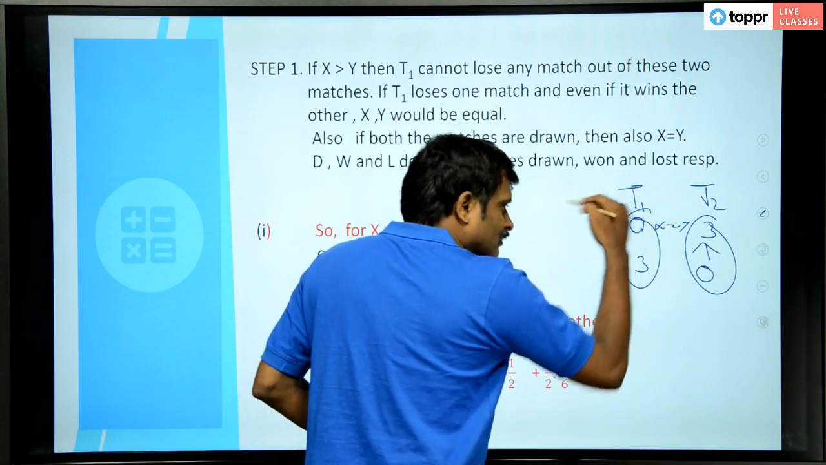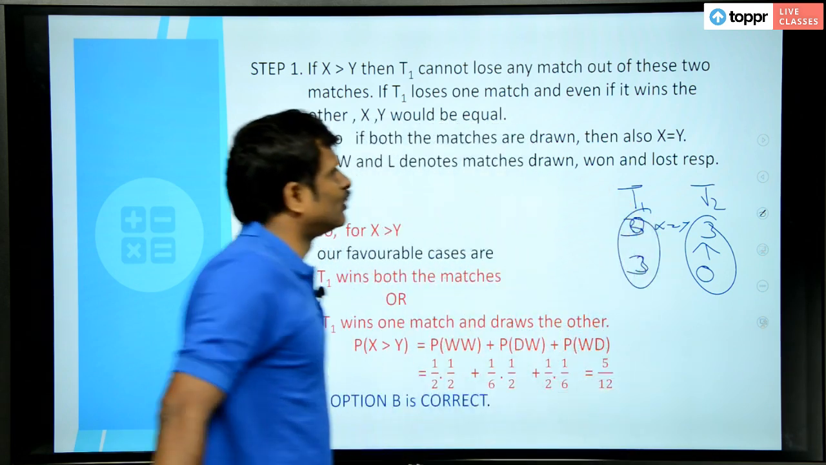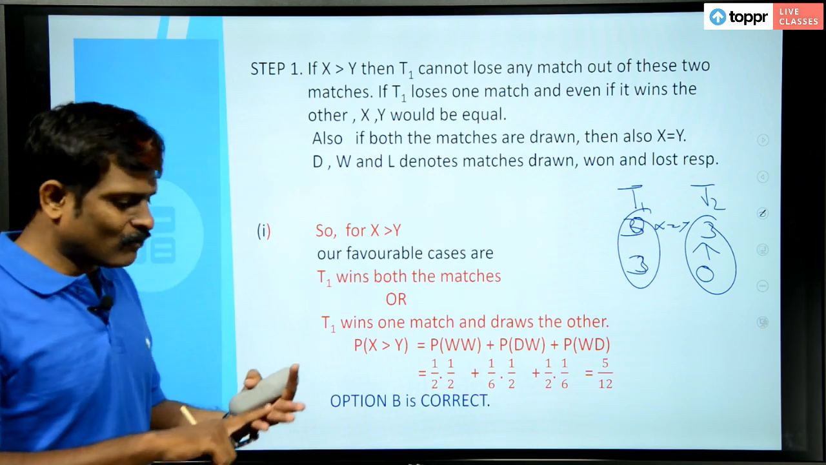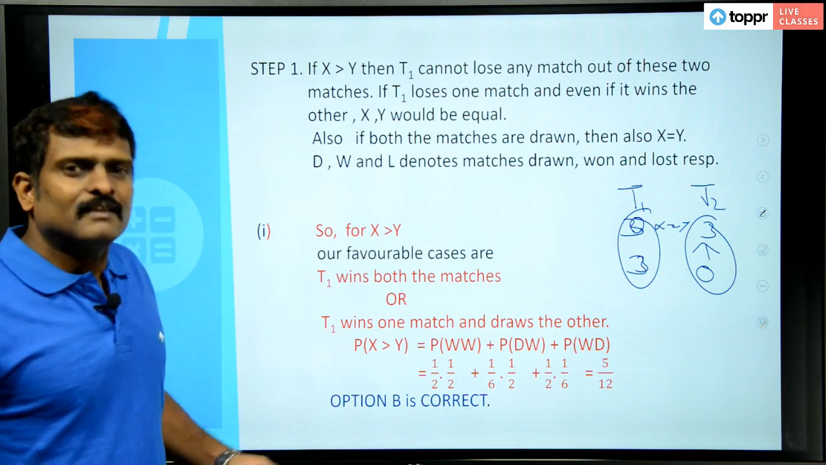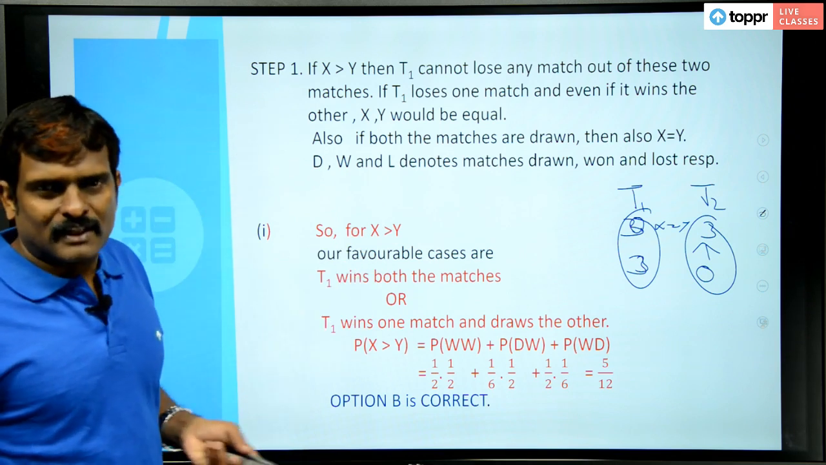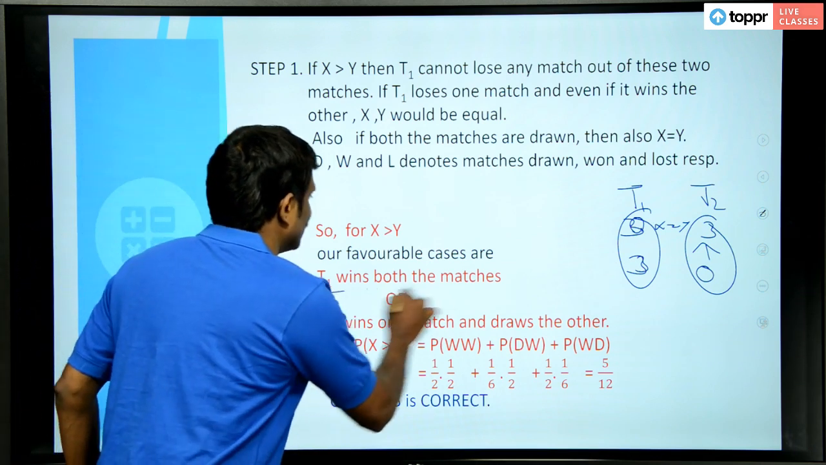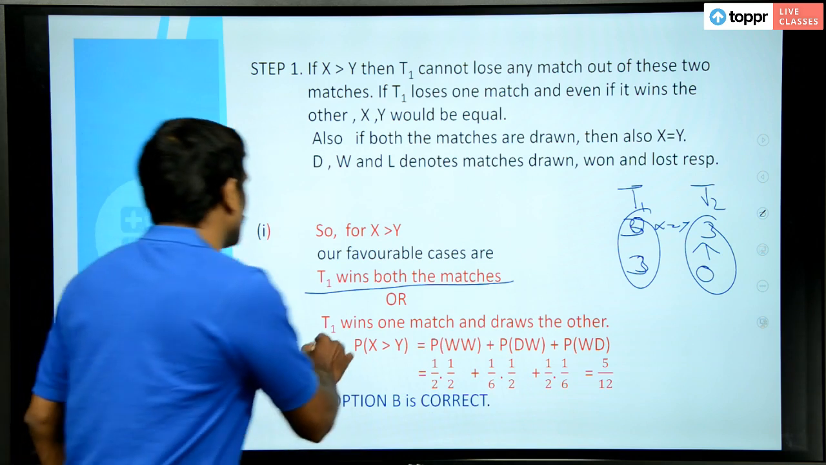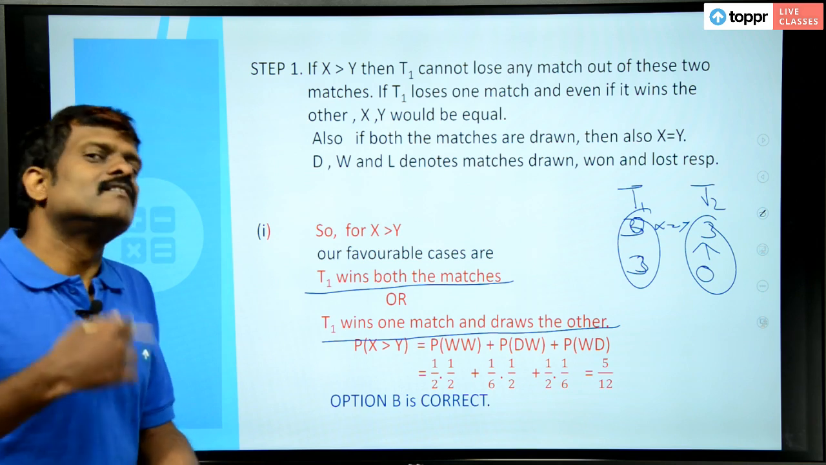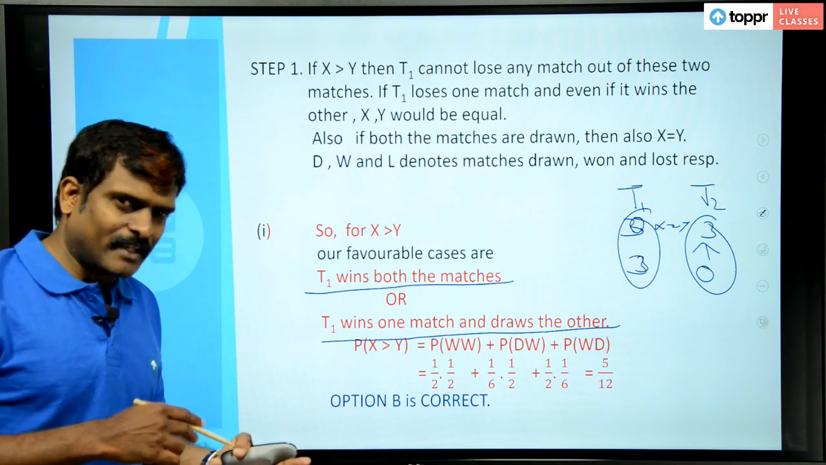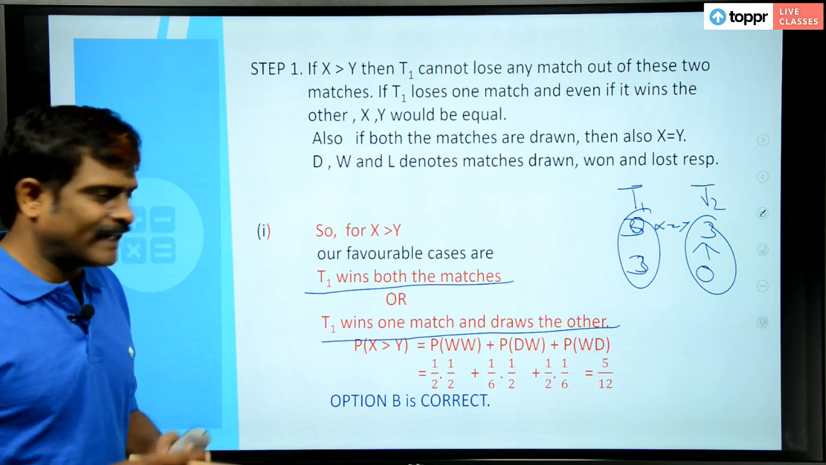That means there are 2 cases. One is T1 winning both the matches, or winning one and drawing another. If T1 wins one and draws another, then also x is greater than y. So, that is the case for x greater than y. Either T1 wins both the matches or T1 wins one match and draws the other. Here first match winning, second match drawing, first match drawing, second match winning. This is again a case, right. So, these all 3 cases we have to find and add.